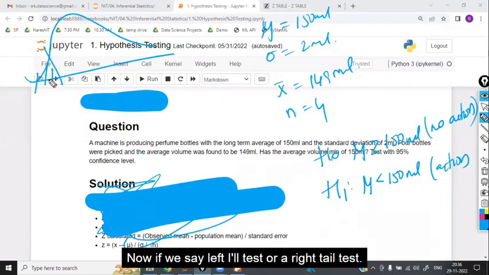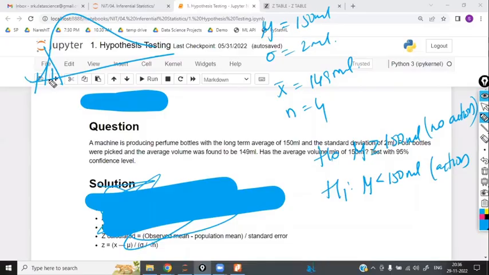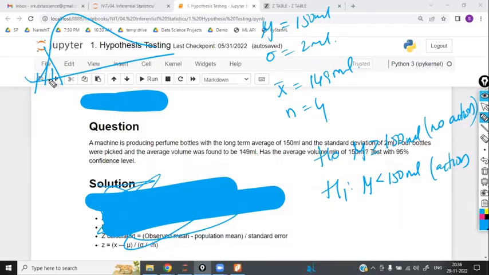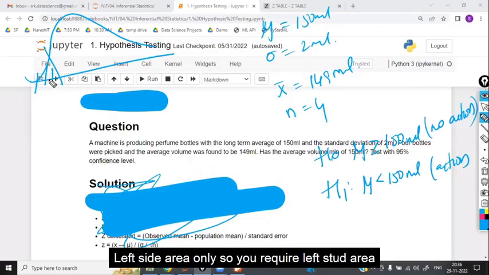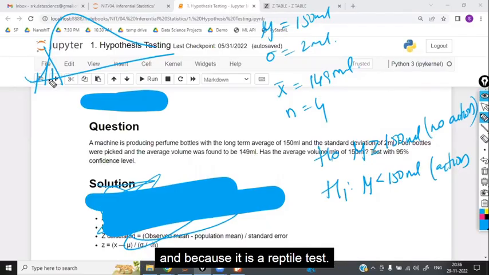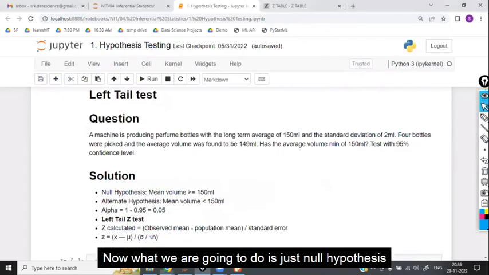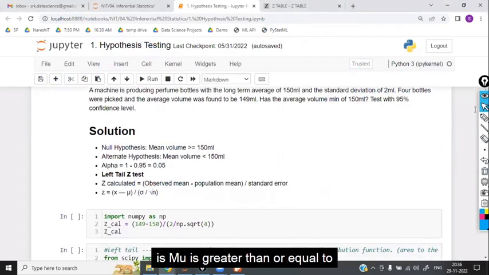Now, is it a left tail test or a right tail test? Left tail test, right? And do you want the left side area or right side area? Left side area only. So you require left side area, because it is a left tail test. For a right tail test, right side area is required. Now, the null hypothesis is mu is greater than or equal to 150. Mu is less than 150 is the alternate.